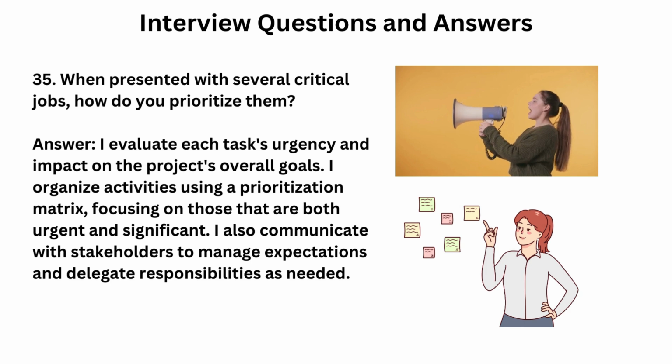35. When presented with several critical jobs, how do you prioritize them? Answer: I evaluate each task's urgency and impact on the project's overall goals. I organize activities using a prioritization matrix, focusing on those that are both urgent and significant. I also communicate with stakeholders to manage expectations and delegate responsibilities as needed.